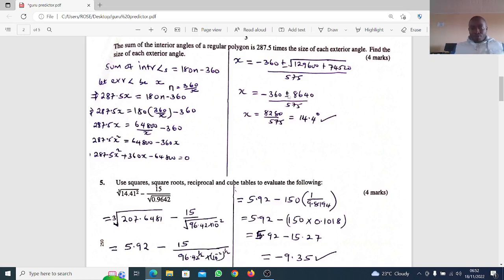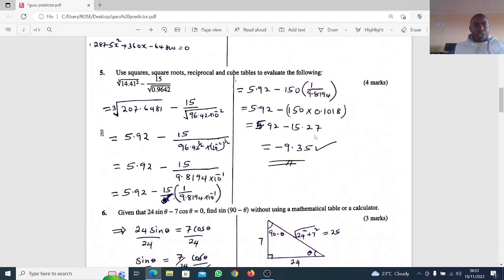So if I take the addition, negative 360 plus 8,640 gives 8,280, divided by 575 gives you 14.4 degrees. That is the x. Because each exterior angle is a positive angle in this case, since we are dealing with angles less than 180, because exterior angle plus interior angle gives you 180 degrees. So it's a positive angle. If we go the negative side, we ignore the negative. So the value of x, the exterior angle, is 14.4 degrees. You can prove it by substituting 14.4 degrees here and you'll find they are equal. You can try that. So we go to the next question, question number 5.